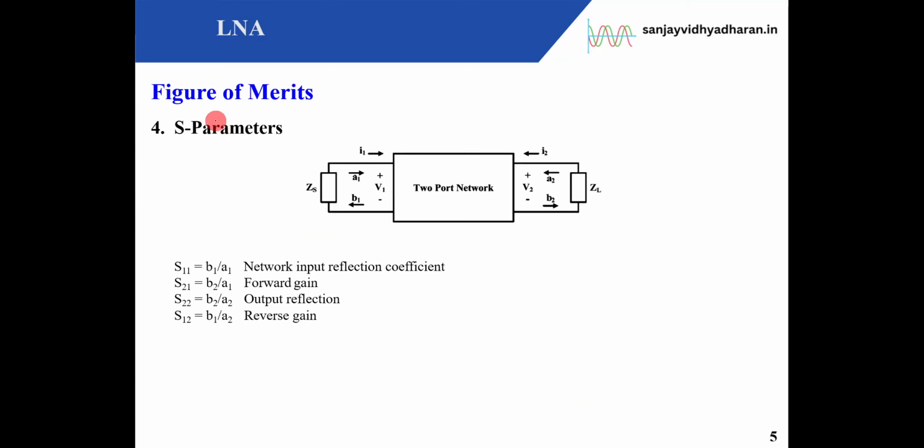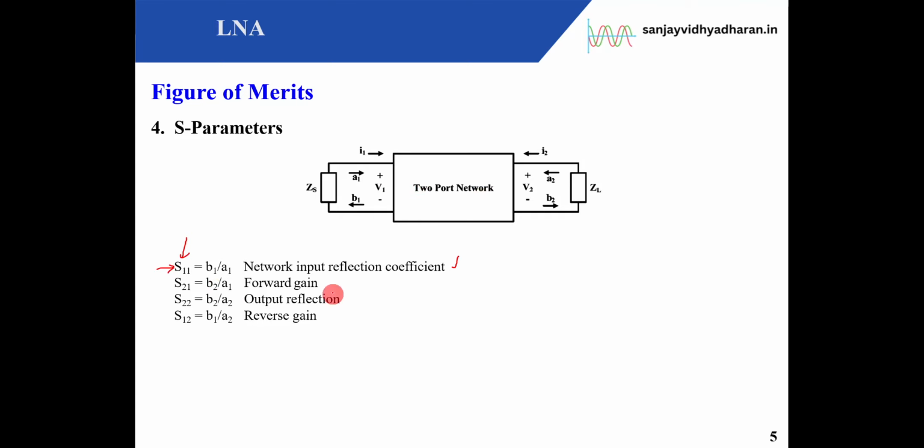Okay, the other figure of merit is S parameters. If this is a two-port network, this is the incident power A1, this is the reflected power, this is the power being given to the load, and this is the reflected power from the load. Then there are 4 parameters. S11 is the network input reflection coefficient. If I have S11 very low, it means that all the power is being transferred into the network. That means the input impedance of the antenna or source is perfectly matched with the input impedance of the circuit. In that case S11 will be very low.